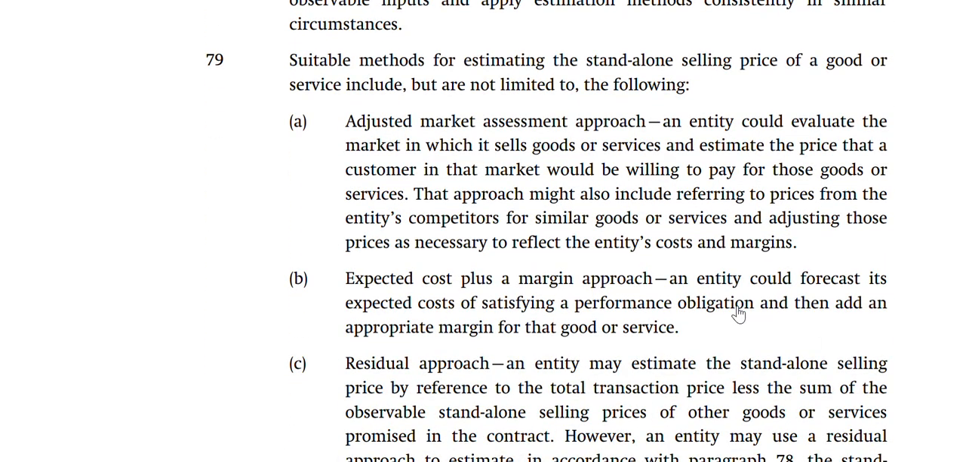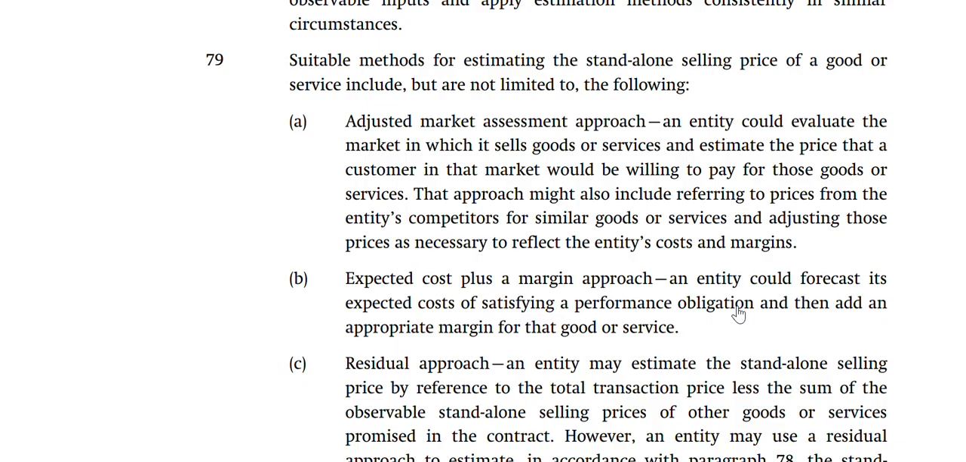Then we're looking at paragraph 79. Suitable methods for estimating the stand-alone selling price of a good or service include, but are not limited to, the following. A. Adjusted market assessment approach. An entity could evaluate the market in which it sells goods or services and estimate the price that a customer in that market would be willing to pay for those goods or services. That approach might also include referring to prices from the entity's competitors for similar goods or services and adjusting those prices as necessary to reflect the entity's costs and margins.